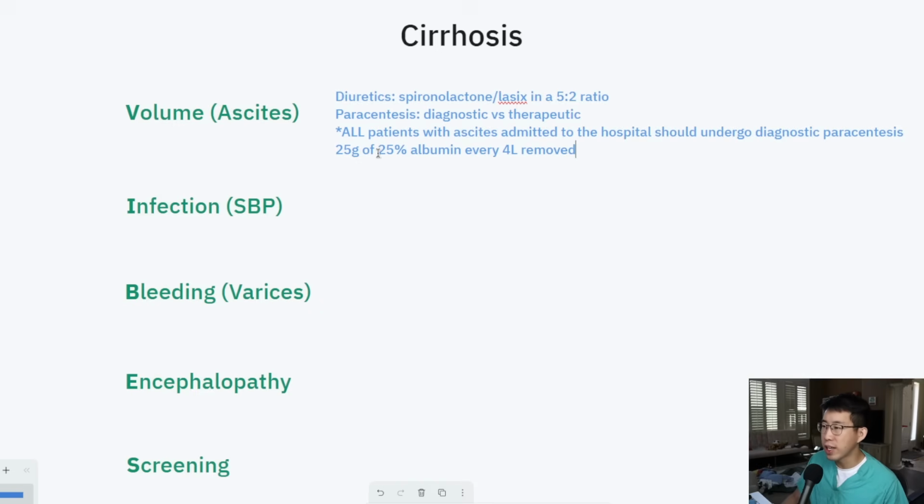And a key point here is that we want to use 25% albumin rather than 5% albumin. Those are mainly your two choices. And 5% albumin is, just as you expect, less concentrated than the 25% albumin. And so you're just giving more volume back by giving 5% albumin. And so you always want to be giving that 25% albumin.